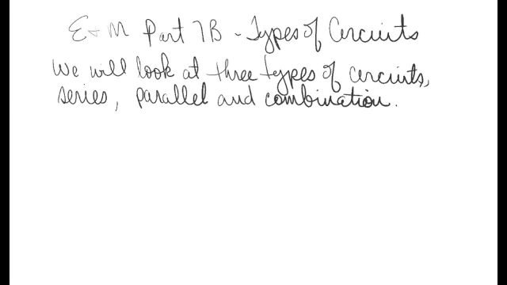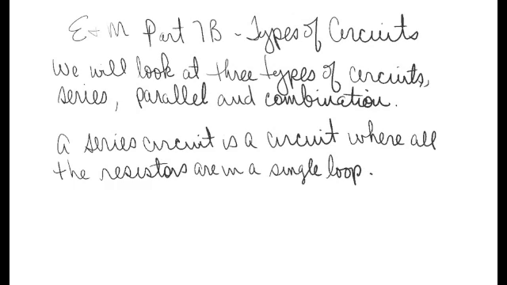Welcome to Electricity and Magnetism, Part 7b, Types of Circuits. As you can see on your screen, we will look at three different types of circuits: series, parallel, and combination. I'm going to start by talking about series circuits.